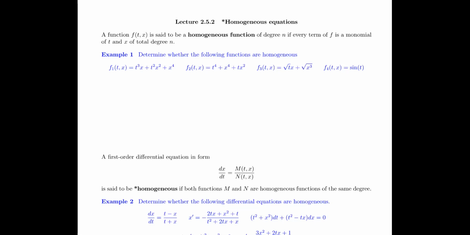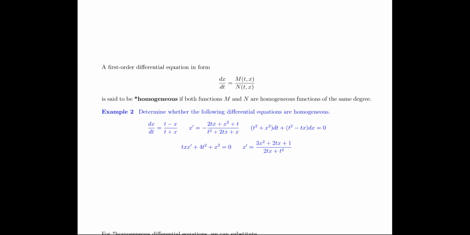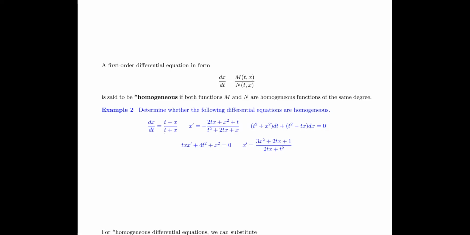But let's move on to a different definition. A first-order differential equation of the form dx dt equal to M of t comma x divided by N of t comma x is said to be star homogeneous if both functions M and N are homogeneous functions of the same degree. Well, if we look at this first one, we get t minus x, so that is degree 1 in the numerator and degree 1 in the denominator, and both are homogeneous functions. So this is star homogeneous.